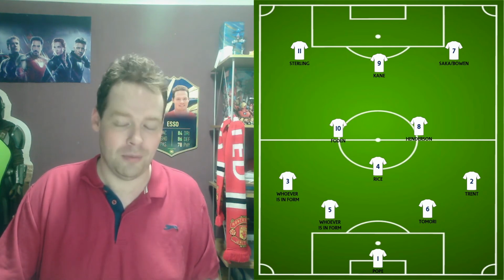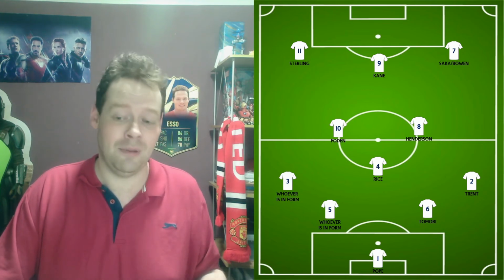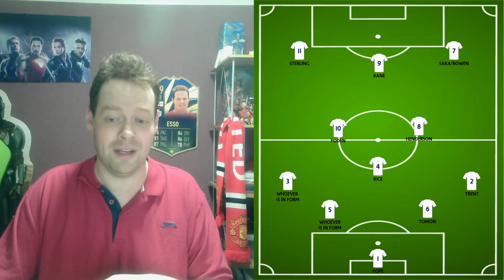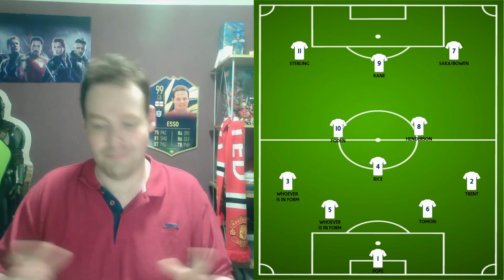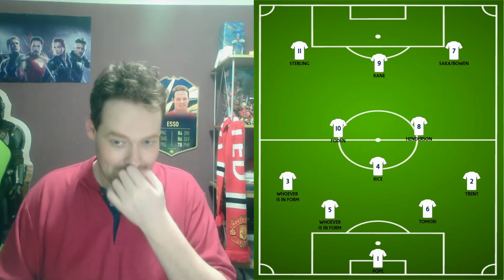I'm still going Nick Pope in goal. I don't care what anyone says. Nick Pope is England's best goalkeeper. He should start in goal. We know it'll be Jordan Pickford, unless injuries and whatnot. But for me, Nick Pope's in goal.